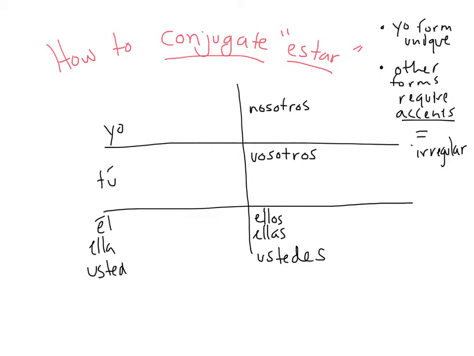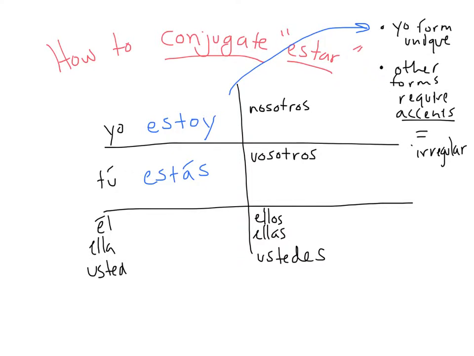We've got our chart drawn out with our pronouns. So I, you, he, she, you formal, we, you all, in Spain only, they, boys, or a mix of boys and girls, they, girls, and you, plural. Okay. So, let's take a look. For yo, estar becomes estoy. That's what I was going back to with the unique yo form. Yo estoy. If I want to say you, tú estás.